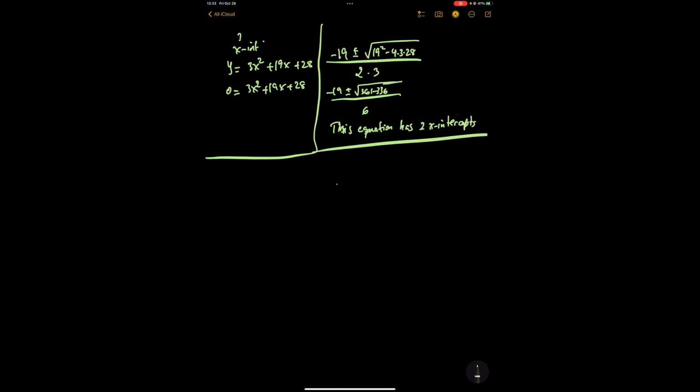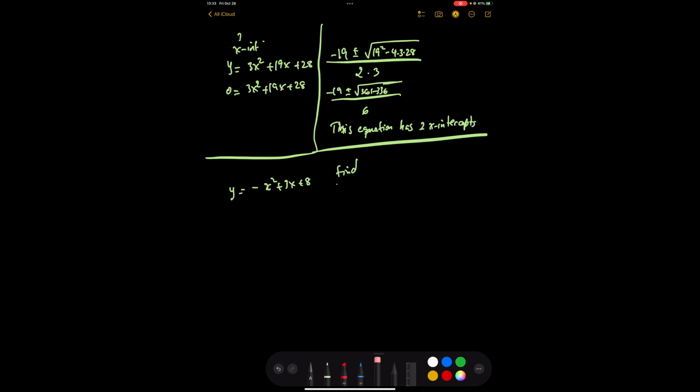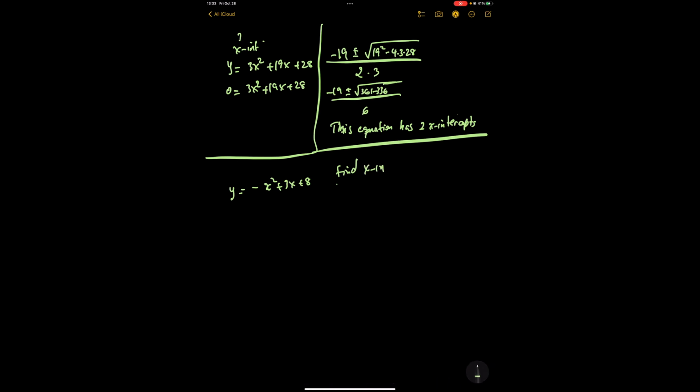That's it. Last one, let's say we have y equals negative x squared plus 3x plus 8, and we're going to find again the x-intercept, right? That's pretty horrible writing. No wonder why I wasn't an English major or something like that. So we're going to do it again. That's going to be 0 equals negative x squared plus 3x plus 8.